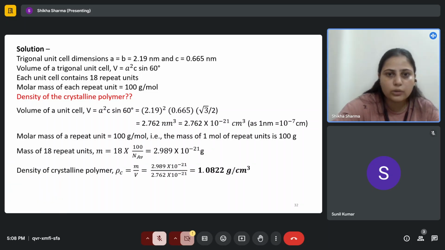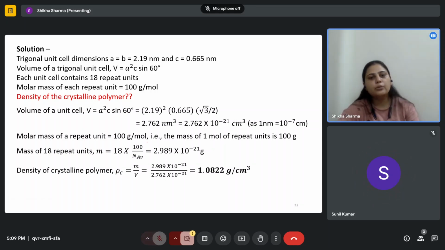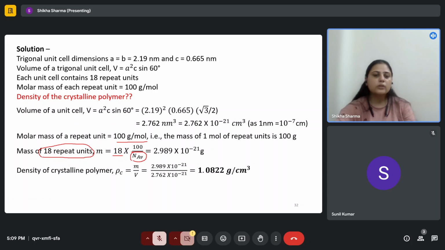So we calculated the volume, right? And now we'll calculate the mass. The molar mass of the repeat unit is given as 100 gram per mole, and we need to calculate the 18 repeat unit molar mass. So we can just multiply this by 18. So 18 into 100, and because we need to divide it by the Avogadro number, we get the mass of the 18 repeat unit as 2.989 into 10 to the power minus 21 gram.